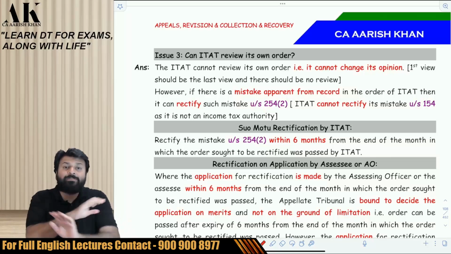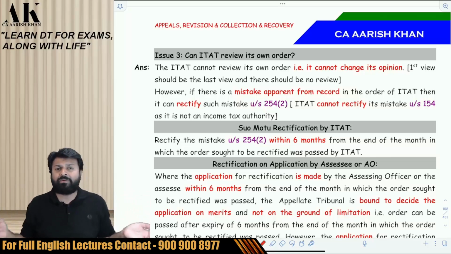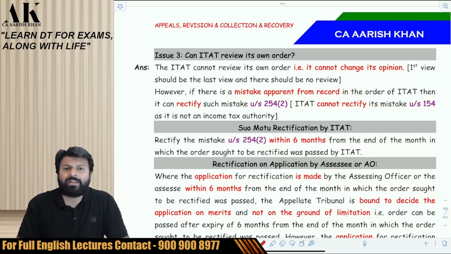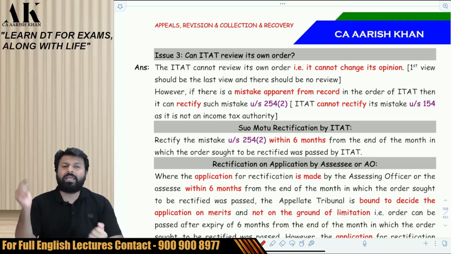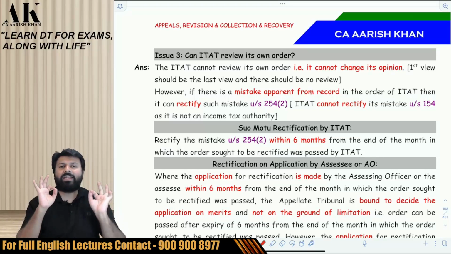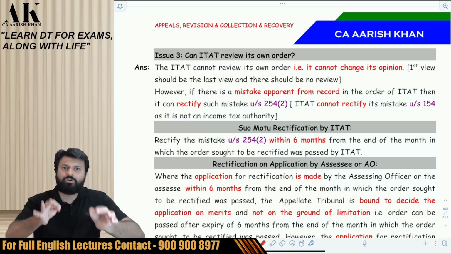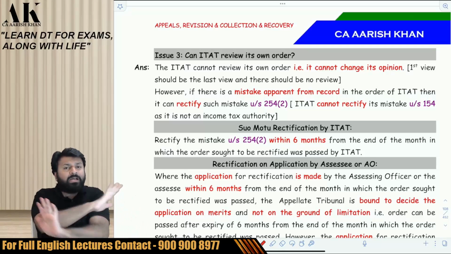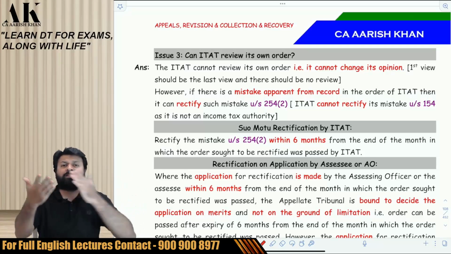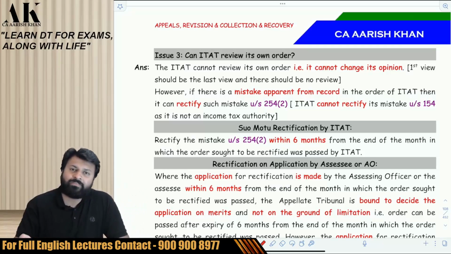The answer is yes, but not under section 154, because under 154, as I have told you some time before, only an order of an income tax authority can be rectified. ITAT is not an income tax authority. Therefore, there is a special section, section 254(2), which says that the ITAT can rectify its order under section 254 if there is a mistake apparent from the record. The ITAT cannot change its opinion. It cannot review its own order and change the order. It can only rectify if there is an apparent mistake.